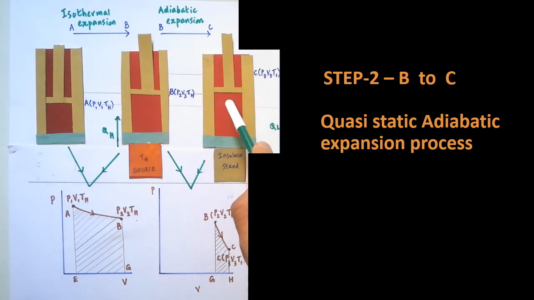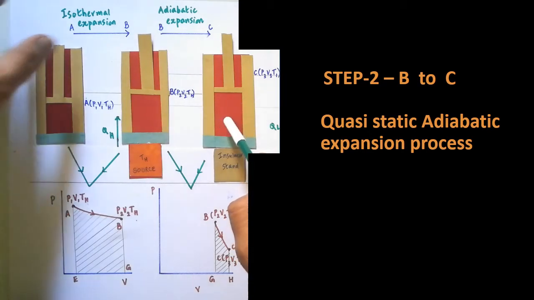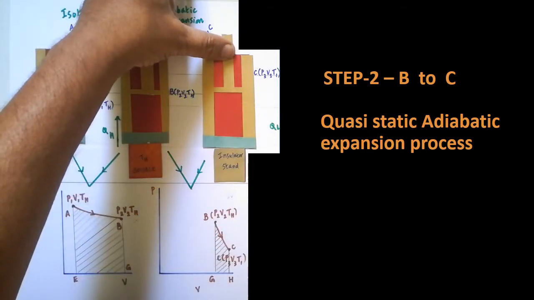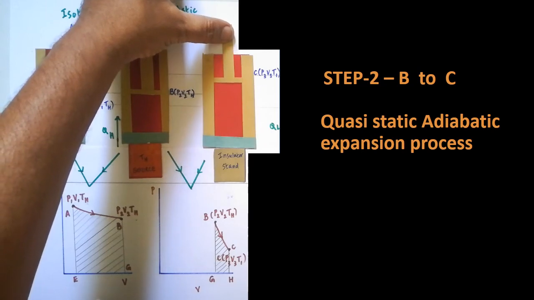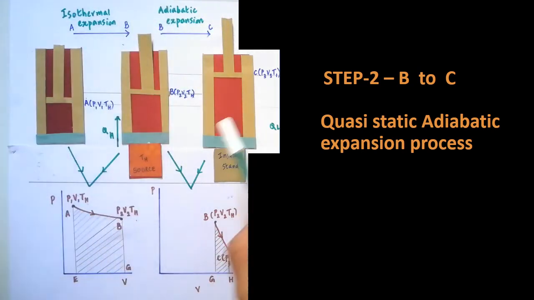Now what happens? Still the working substance expands and it moves from B position to C position. So till it attains the equilibrium, what will happen? Because of the expansion, the piston moves from B position to C position. Here the work is done by the gas.